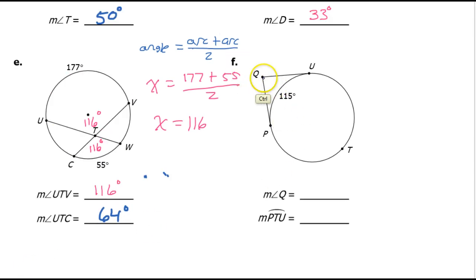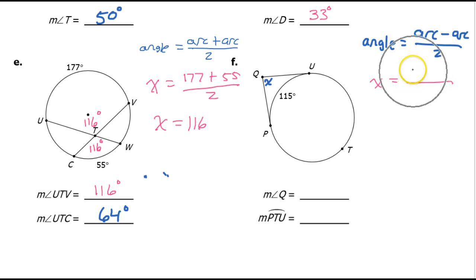All right, for part F, this angle is outside the circle. So you know we're going to use the formula that goes angle is equal to arc minus arc divided by 2. Make sure you have these formulas memorized by the next time I lay eyes on you. That'll be quiz day. Okay. So Aiden, help me set up this equation. X equals 115 minus x divided by 2. All right, you said x equals 115 minus x divided by 2. Okay, so there's a problem.